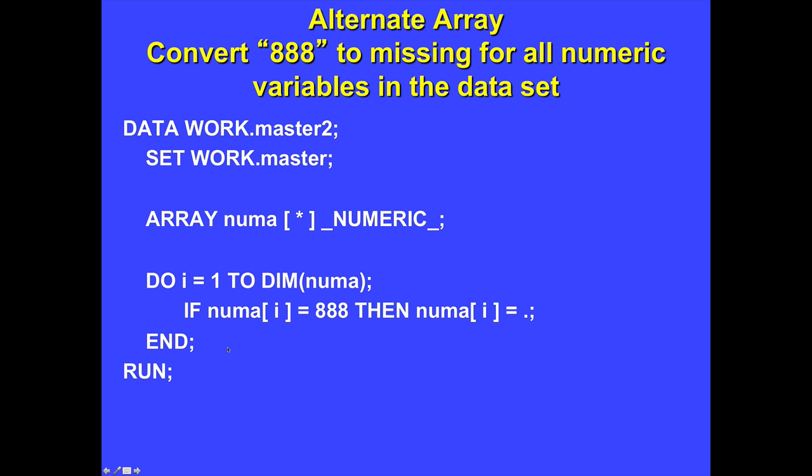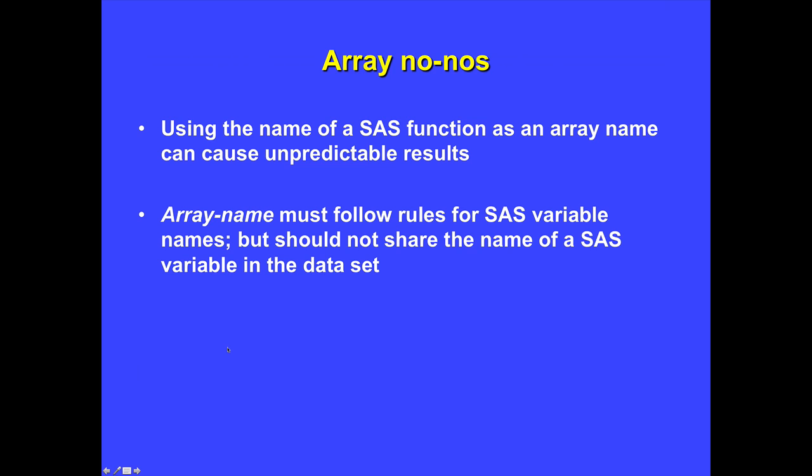A couple of warnings about arrays. Using the name of a SAS function as an array name can cause some unpredictable results. So just be careful when you name the arrays. Try and give them a fairly unique name so they don't possibly overlap with a function that exists in SAS. I would also avoid using variable names from your data set as array names. And then array names have to follow the rules for SAS variable names. But again, they shouldn't share the same name as a SAS variable in the data set. And we've talked about rules for SAS variables in previous lessons.